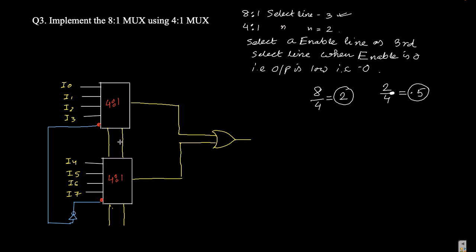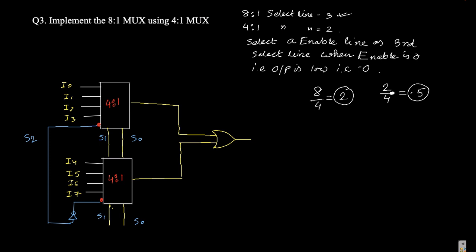so this is S0 and this is S1, this is also S0 and this is also S1, and taking that enable line as S3. Now sorry, not S0, this is not S3, this is S2.